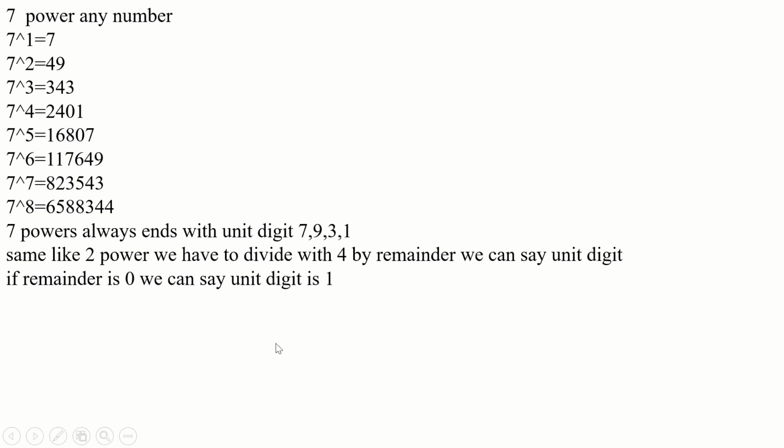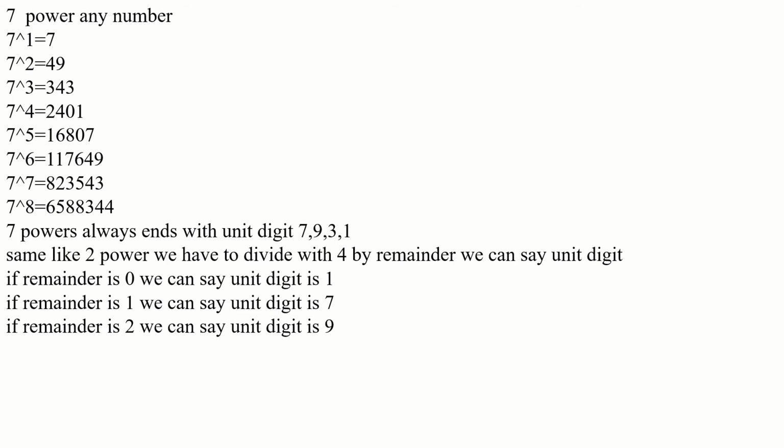So we have to divide the power, the exponent, by 4. If we get a remainder 0, we get a unit digit of 1. If we get a remainder 1, we get a unit digit of 7. If we get a remainder of 2, we get a unit digit of 9. If we get a remainder 3, we get a unit digit of 3.